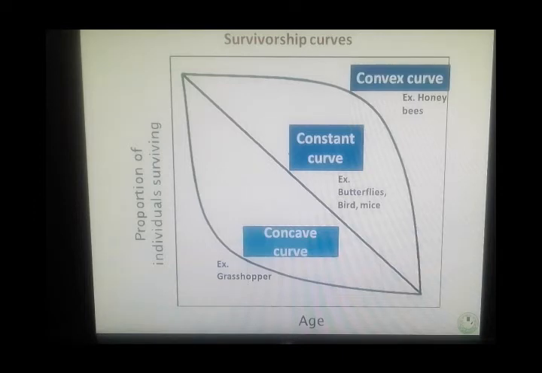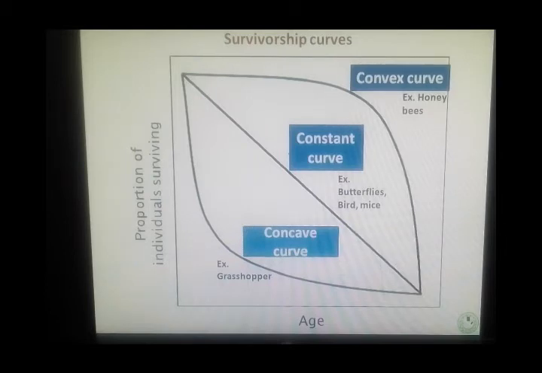Okay. Now regarding the second one, the constant one, here the rate of mortality, or the rate of the population of individuals which are surviving, the rate, not the number, is constant throughout its lifespan. We can get this constant curve in case of butterflies, birds, mice.